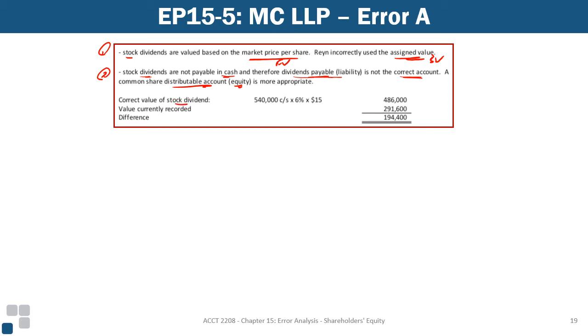So the correct value of the stock dividend would be 540,000 common shares. That's correct, 6%, but $15 instead of $9. So that adjustment should have a value of $486,000. The amount that was recorded was $291,600. So there's a difference missing here of $194,400.